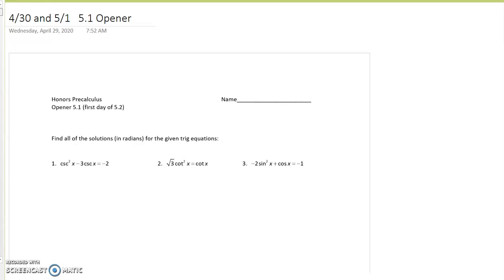Hello, Pre-Calc Honors kids. We are going to start today's lesson with an opener from 5.1. This has been sent to your OneNote, and you are to find all solutions in radians for the given trig equations. I want you to find this document, work through problem 1 and problem 1 only, and then come back and we'll work through that together.